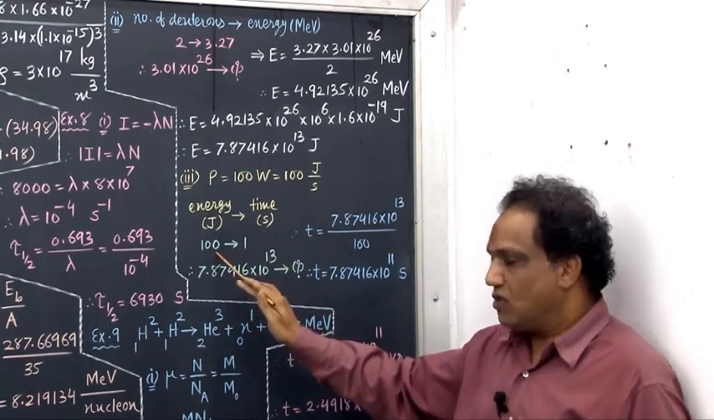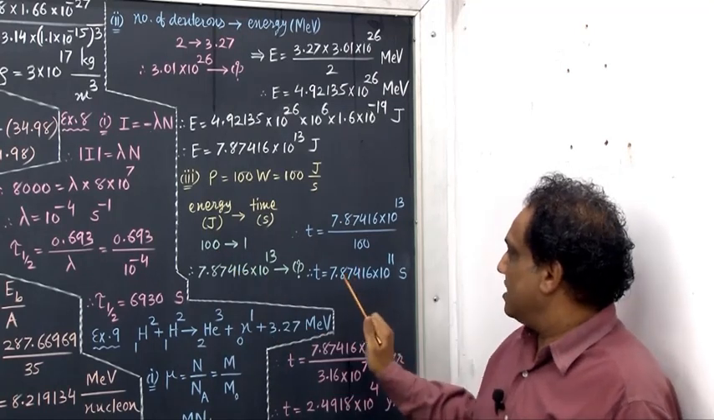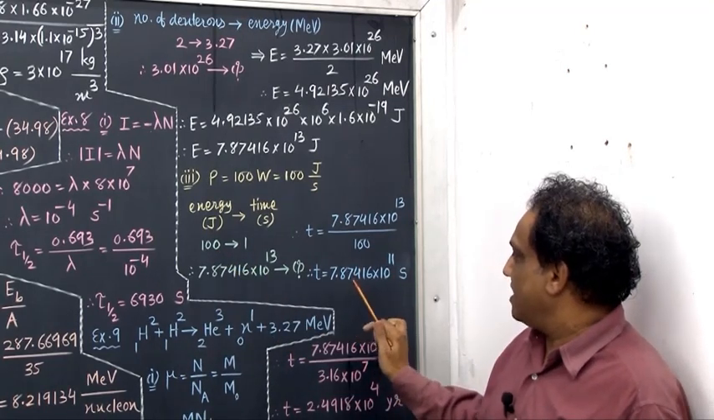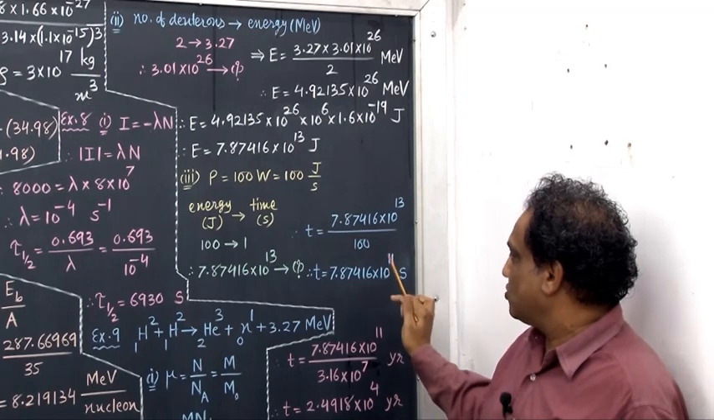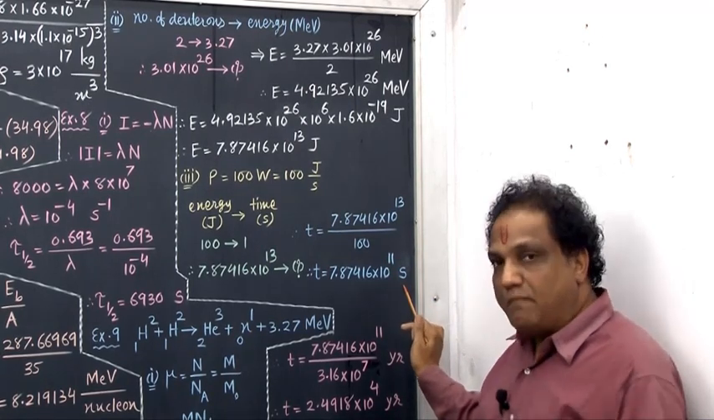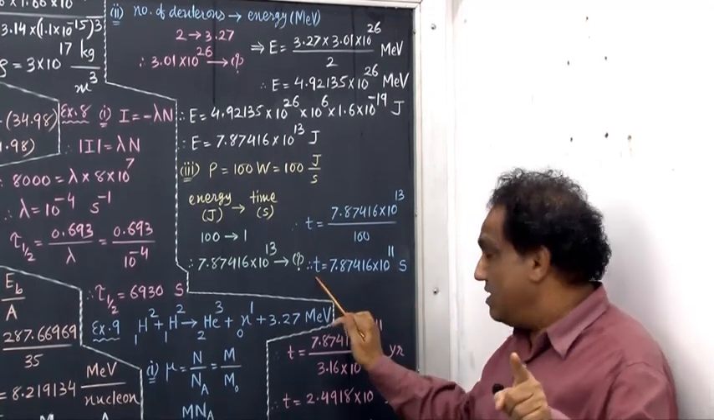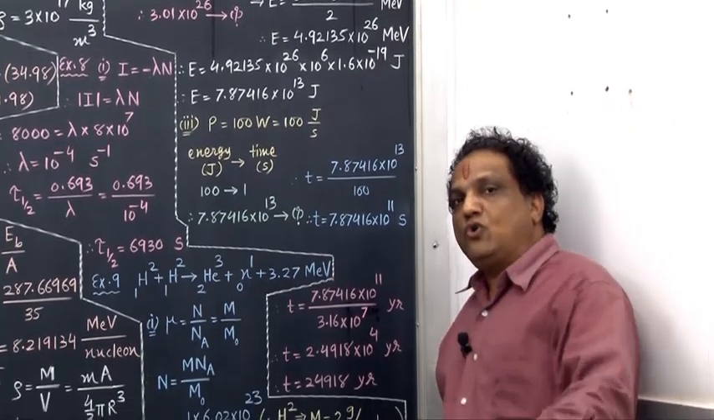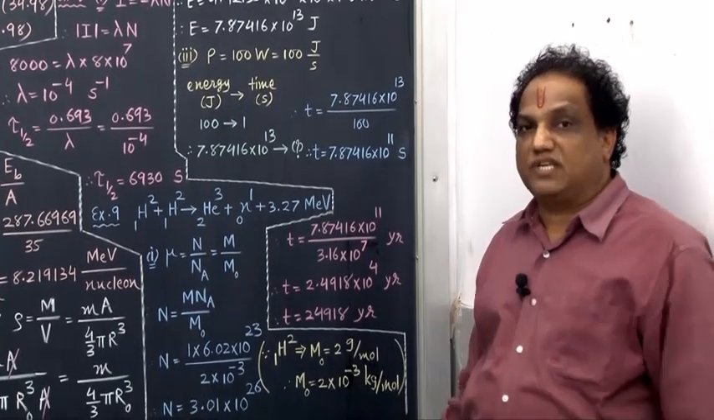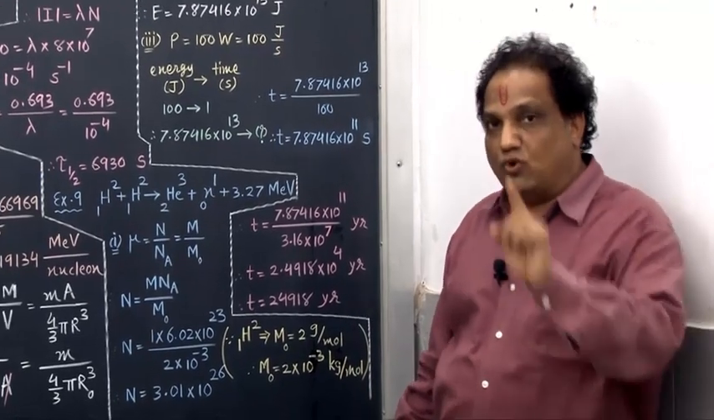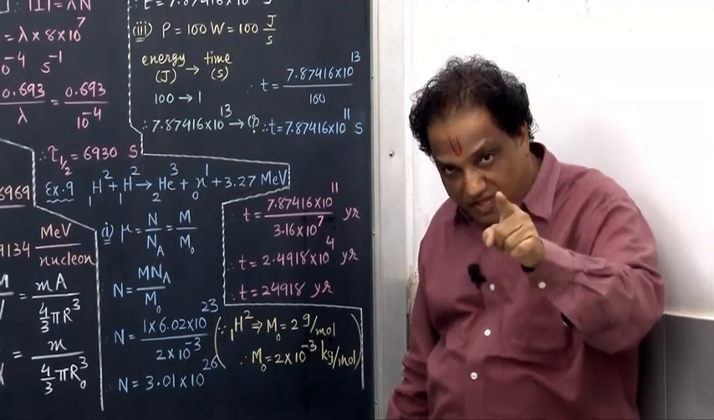This into this upon this, correct? And that answer in second comes out to be 7.87416 into 10 raised to 11, this many second. But by chance if they ask this time in a year, then you know 1 year is 3.16 into 10 raised to 7 second. So going from year to second, you should multiply by this factor.